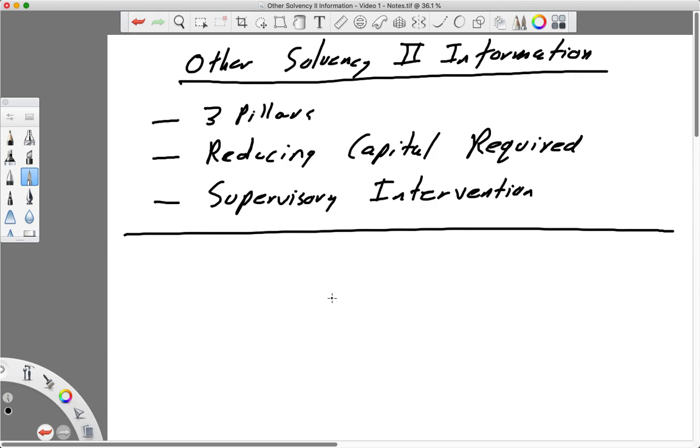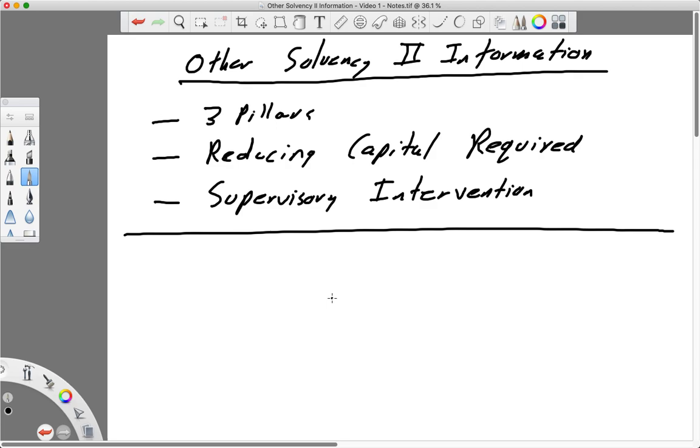And all of the stuff we've talked about so far is all just about the numbers, how we work out what the Solvency II balance sheet is. However, there is a lot more to what Solvency II makes companies do than just the numbers. So we're going to cover some of those things here with this lecture.